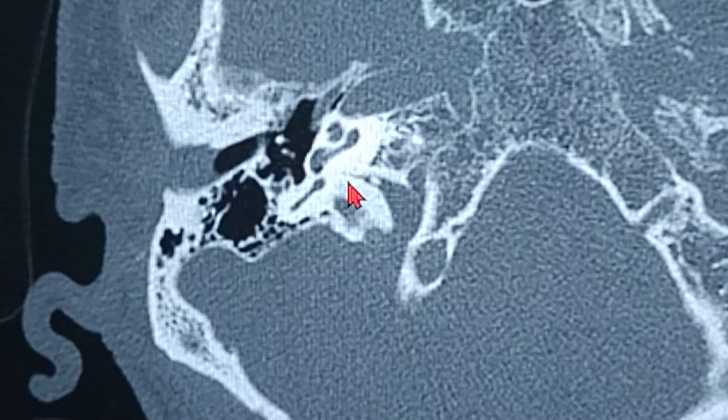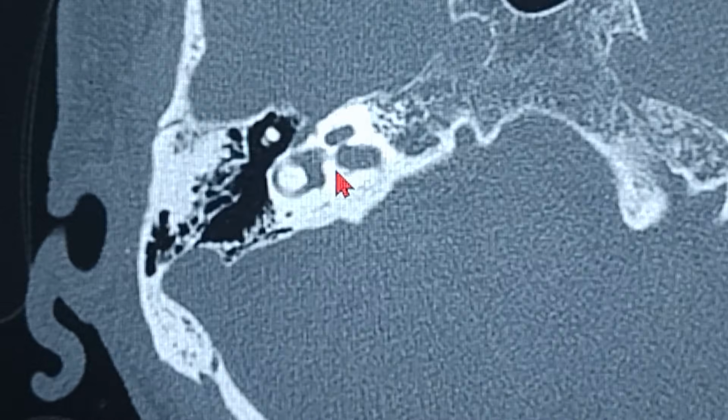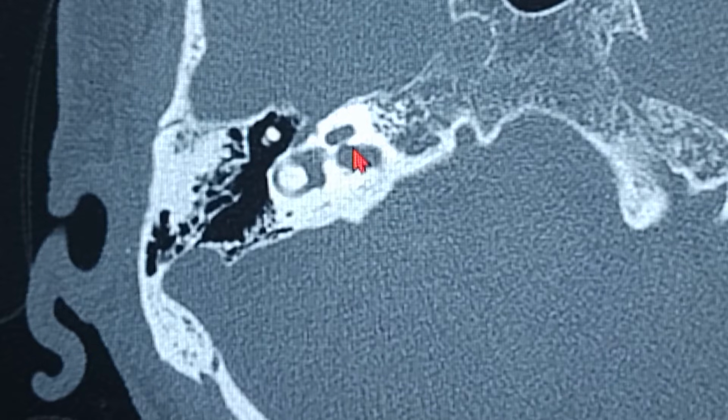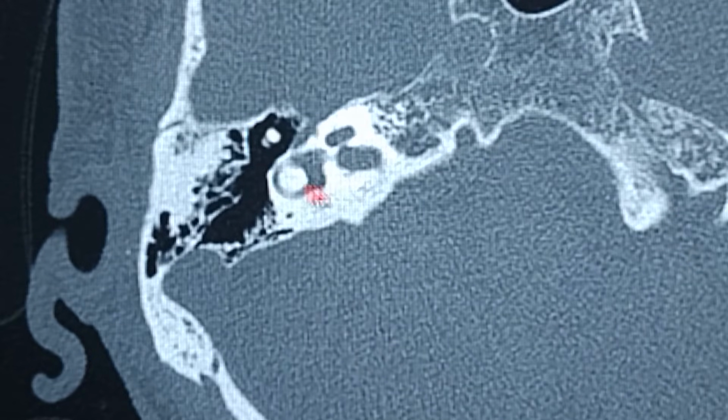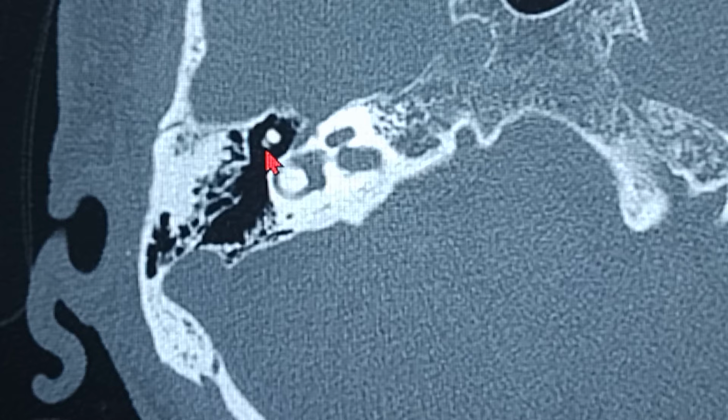And we already saw the lateral semicircular canal, which was like a ring, signet ring shape. We saw the superior semicircular canal. So all the three canals we saw, and we saw the entire labyrinth, the internal ear structure. Now we're coming on to the ossicles.